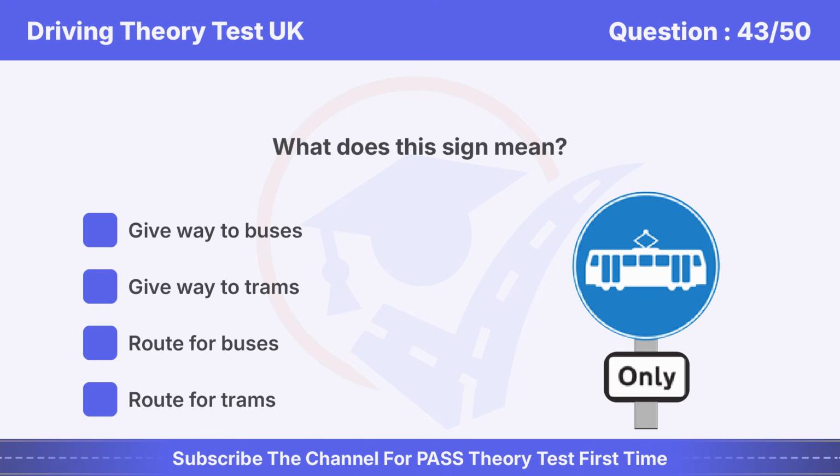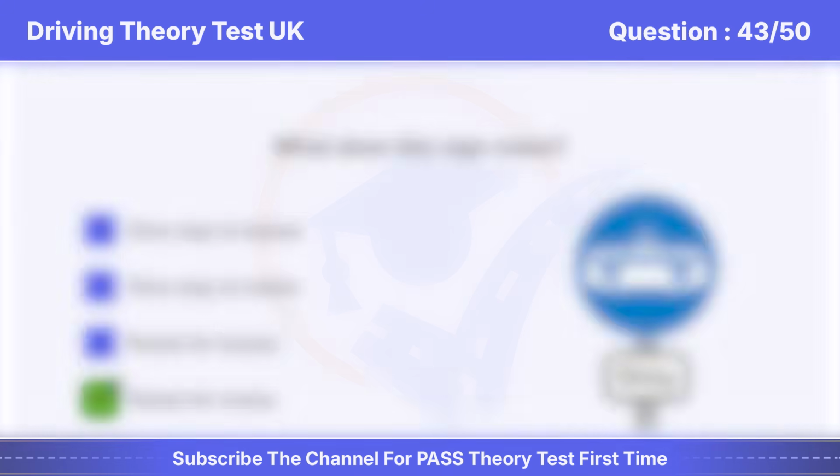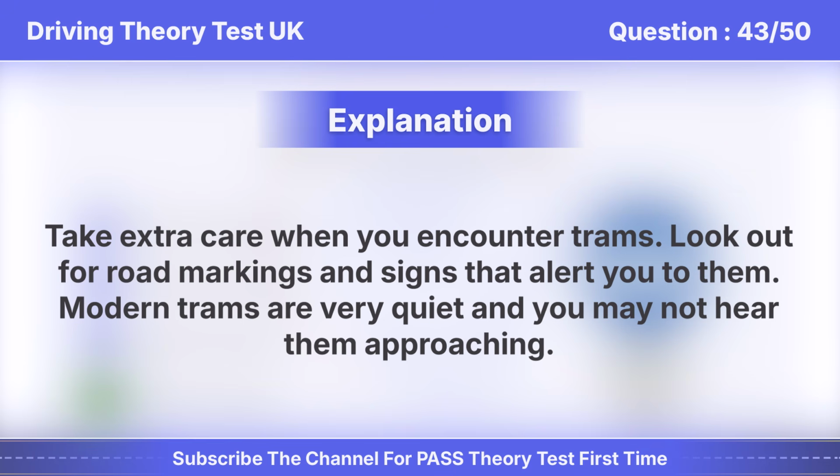Question 43. What does this sign mean? Answer is D. Route for trams. Take extra care when you encounter trams. Look out for road markings and signs that alert you to them. Modern trams are very quiet and you may not hear them approaching.